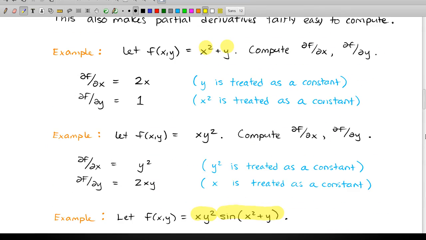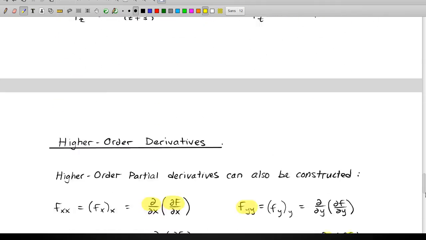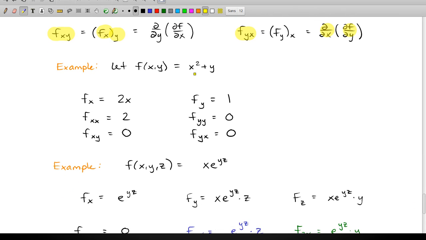As an example, here's some simple function again, x squared plus y.